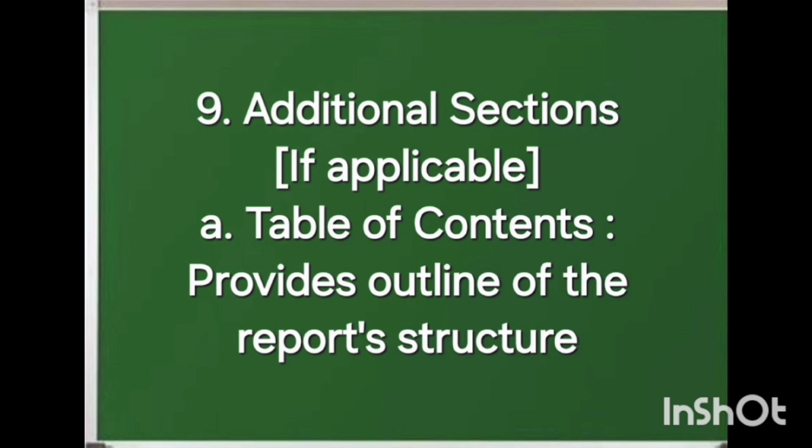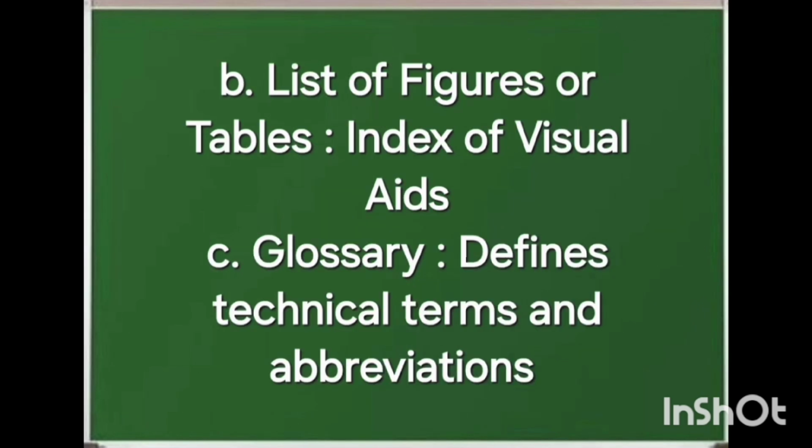So the other additional sections are list of figures or tables, if you have used figures in your study, tables in your report. So that's the index of all the visual aids that you have used in your formal report. And also glossary, that also defines the technical terms, jargons, abbreviations that you have used in your formal report. So these are the important sections of the formal report.